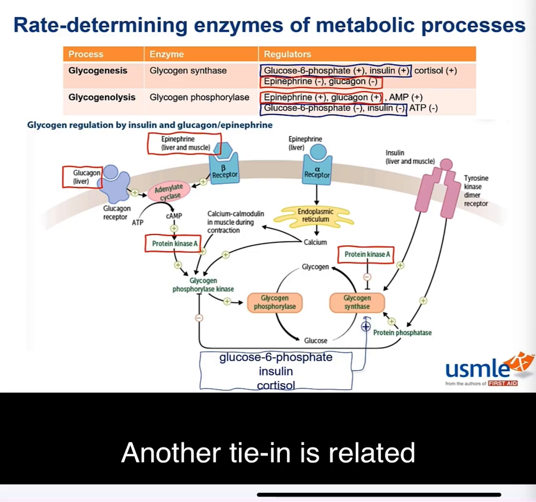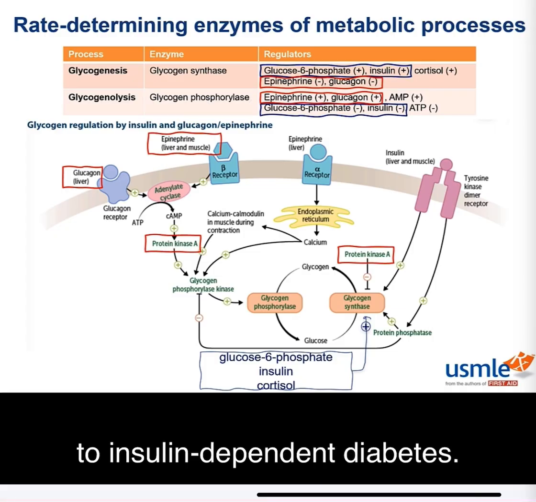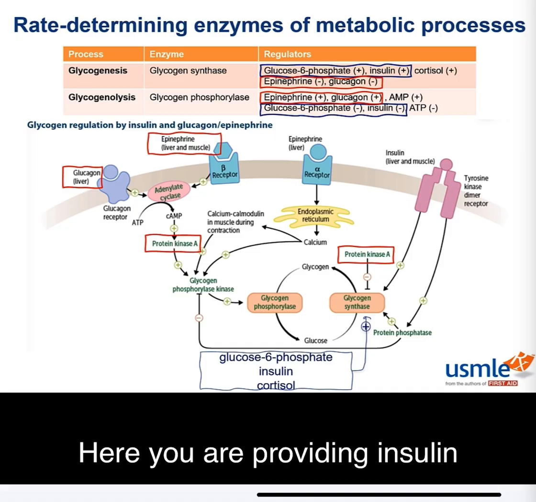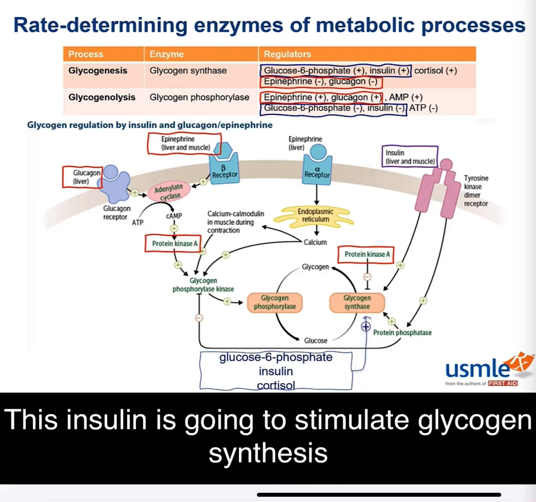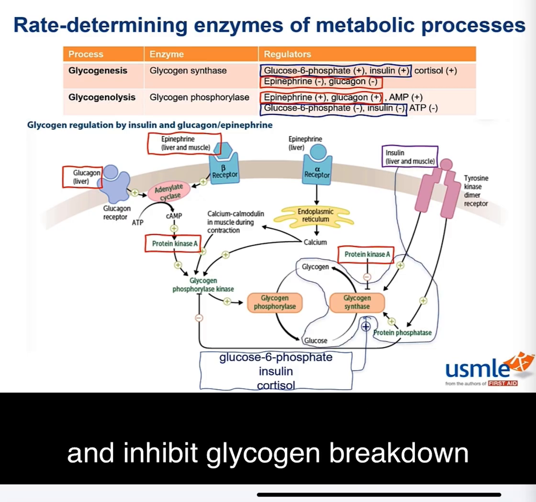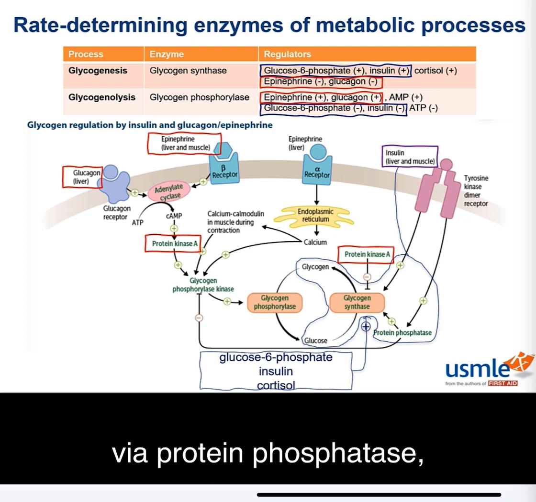Another tie-in is related to insulin-dependent diabetes. Here you are providing insulin to help improve blood glucose levels. This insulin is going to stimulate glycogen synthesis and inhibit glycogen breakdown via protein phosphatase, as you see here.